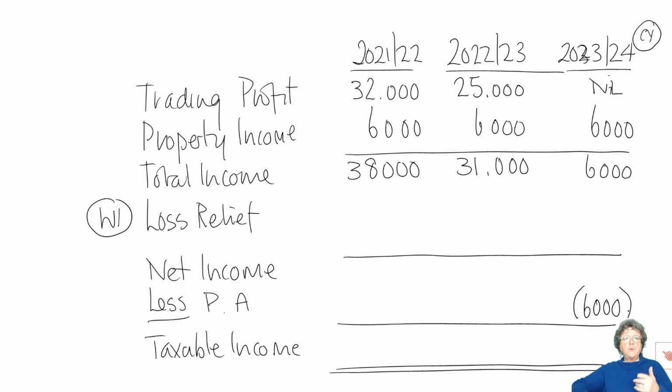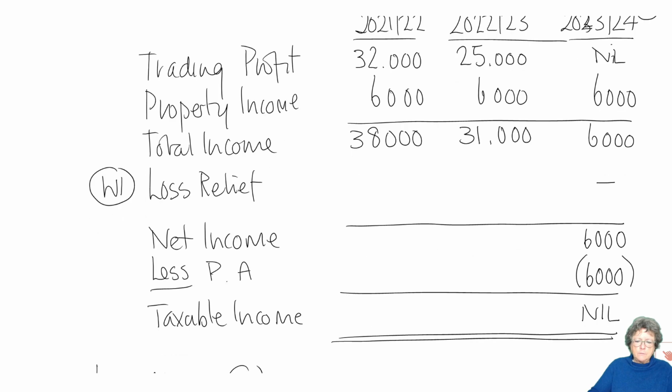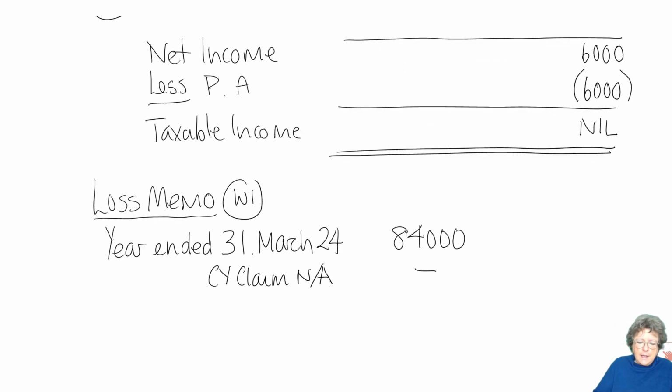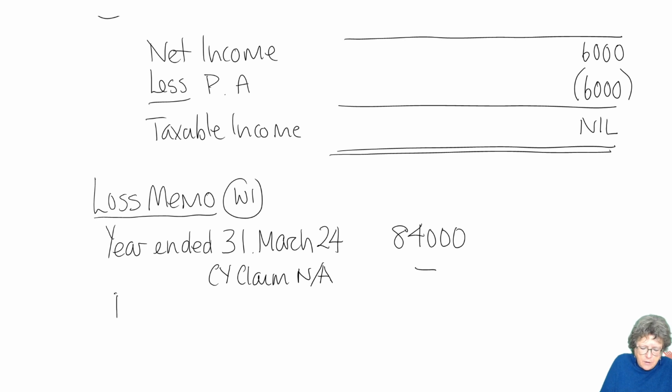Okay, so the rules here, we're not going to do a current year claim. Okay, and I would write in here, current year claim, not applicable. Examiner can clearly see why you've done that, and that you've covered it by those allowances. Okay, so we had a choice, current year and or the previous year. Previous year claim.